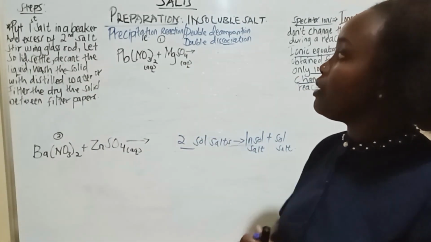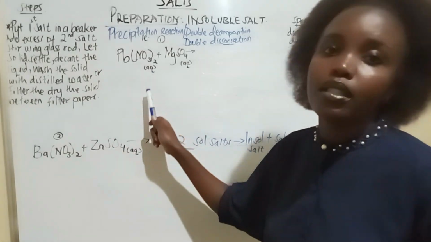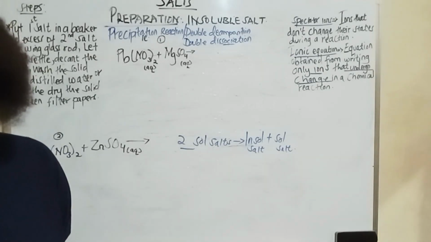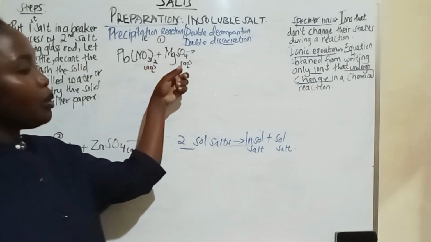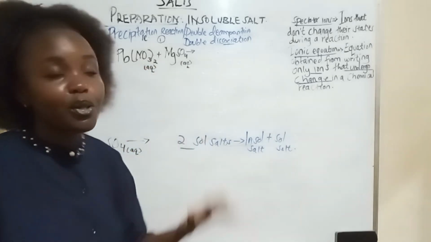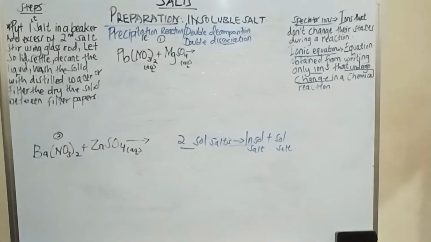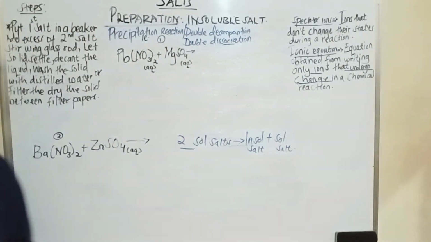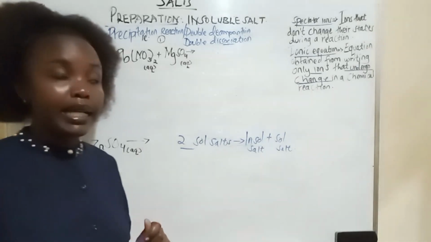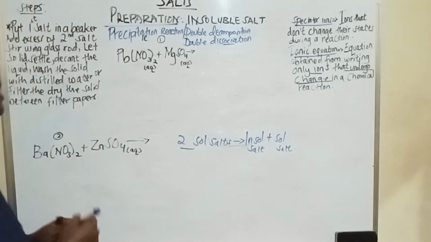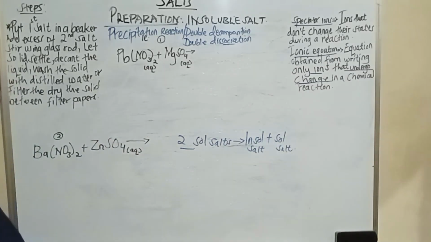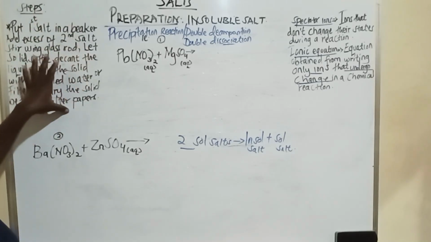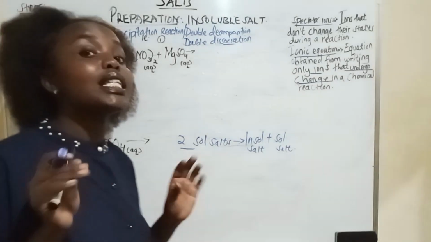So here we have the reaction between lead (II) nitrate, which is a soluble salt, because we say all nitrate salts are soluble, and magnesium sulfate. What about sulfate salts? We said all sulfate salts are soluble except calcium sulfate, lead (II) sulfate, and barium sulfate. You remember that? So we have these two soluble salts reacting to give us the insoluble salt. This is the process that you're going to use if you're doing it physically in a lab.